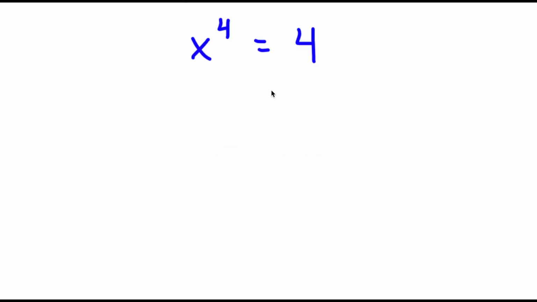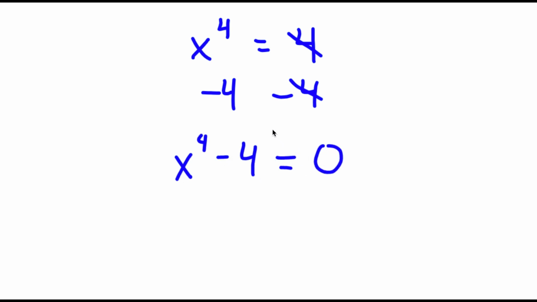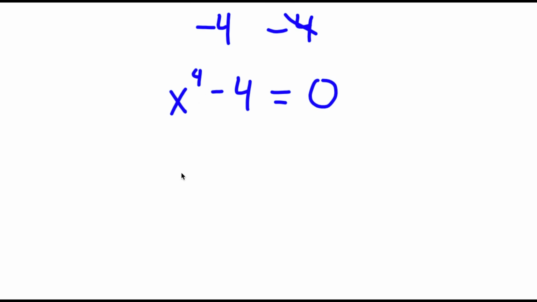All right, so in this problem, I have x to the power of 4 is equal to 4. So I'm going to first start by subtracting 4 on both sides. So then these two cancel out, and now I have x to the power of 4 minus 4 is equal to 0. Now x to the power of 4 I can rewrite as x to the power of 2 times 2, and 4 I can rewrite as 2 squared.